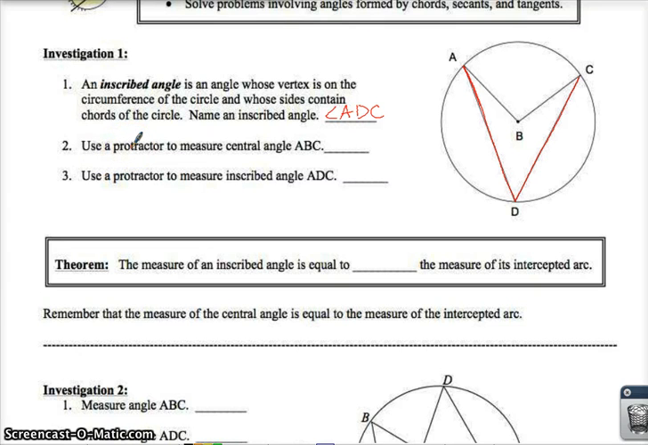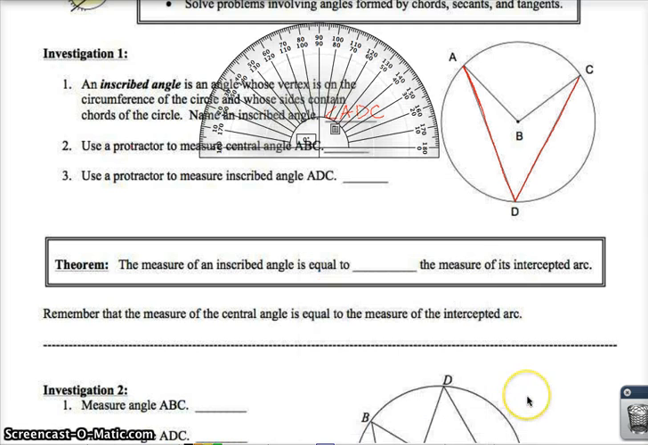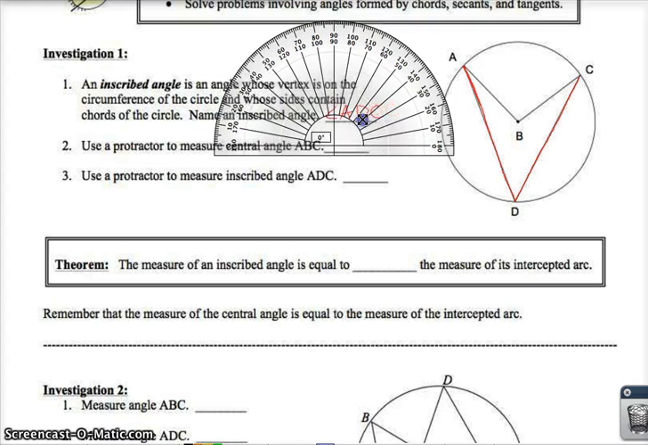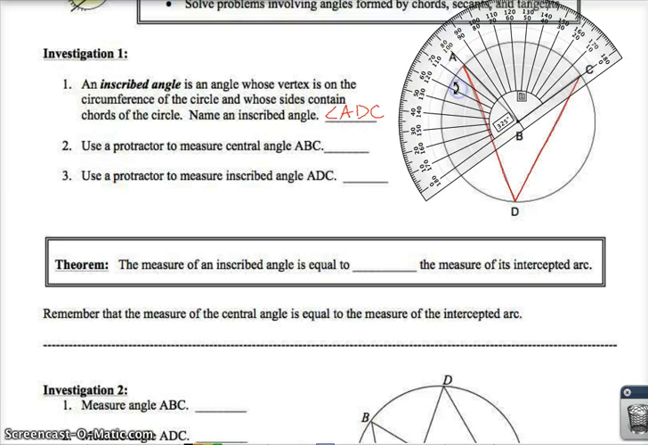Number two, we're going to use a protractor to measure the central angle. So go ahead and pause and do that, or you can get a protractor. I'm sure you have one at home. Those are going to line up very well. Then we're going to move that over. I'm trying to figure out the measure of angle ABC, the central angle here. So remember, ABC is the central angle.